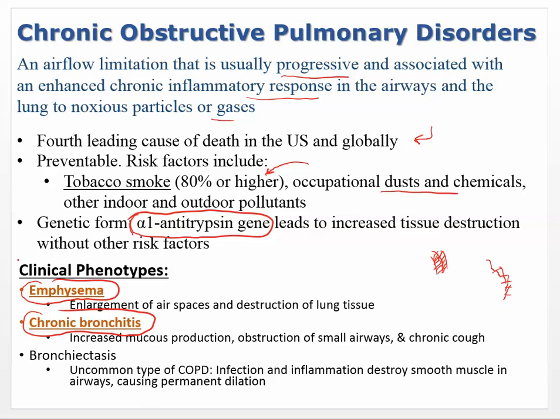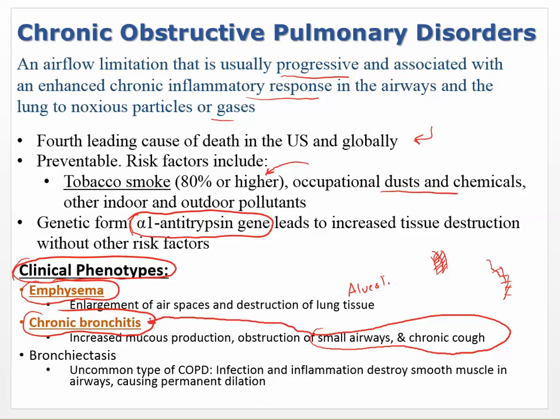So let's look at the different parts of COPD as a whole, and that's going to be emphysema, which is enlargement of airspace and destruction of lung tissue. Emphysema is more associated with the alveoli. And chronic bronchitis, which is increased mucus production, obstruction of small airways, and chronic cough.